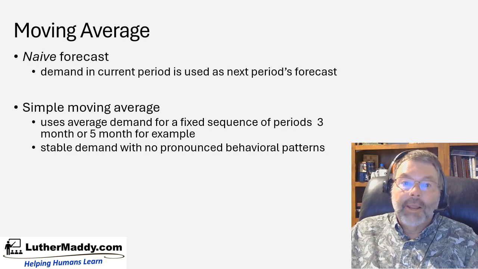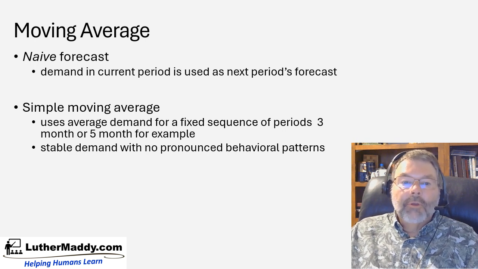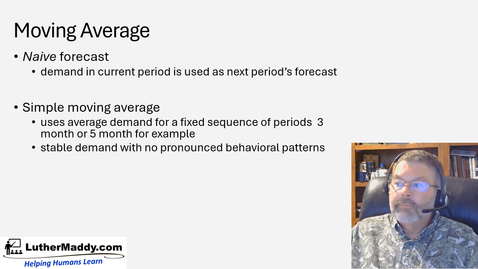So we just look at essentially an average of 1 month. We also have a simple moving average where we can take a fixed sequence of periods, such as every 3 months, we average those out, or every 5 months. And we'll go ahead and see how these work in the next slide here.